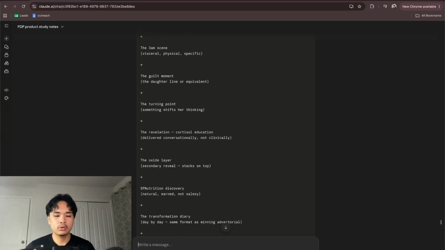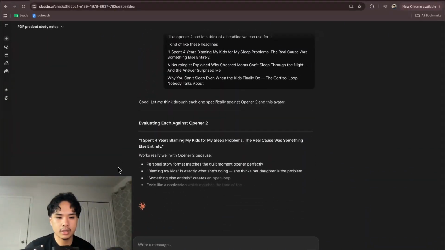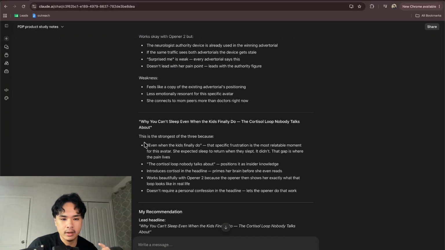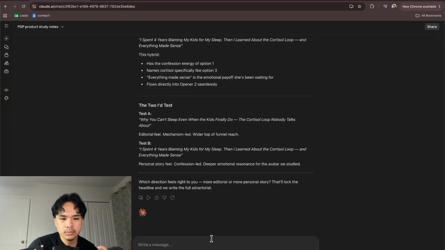So we're gonna brainstorm a headline that we can run with this opener right here, and then we're gonna generate the page. These pieces, like this headline right here, can perform completely different than this headline right here. Why you can't sleep even when the kids finally do, the cortical loop. I don't really like that one. I spent 4 years.